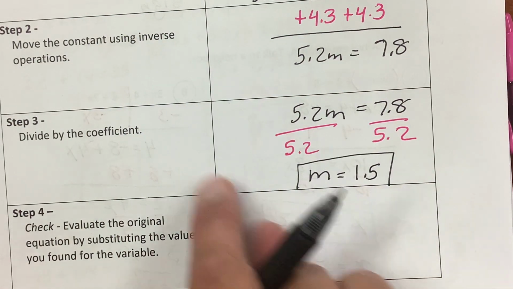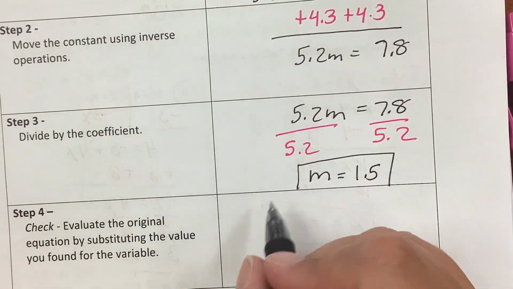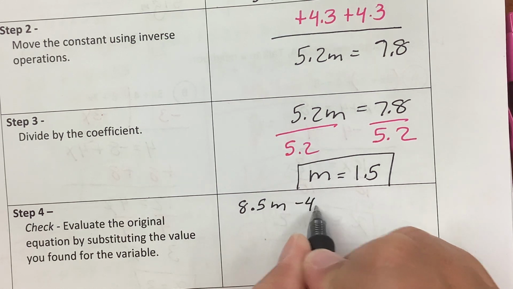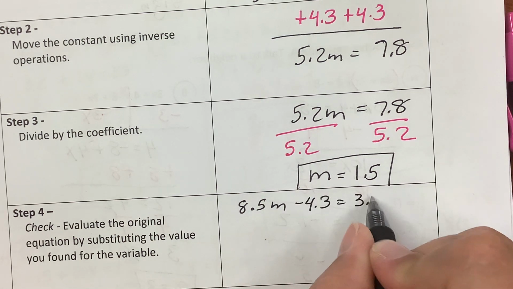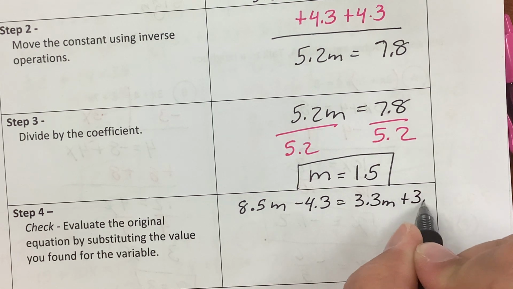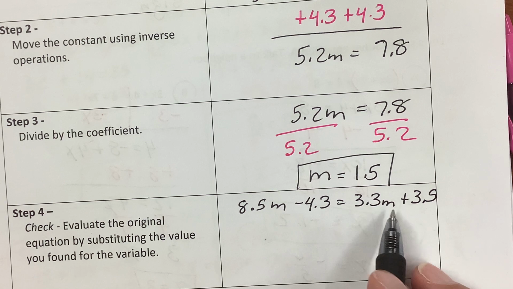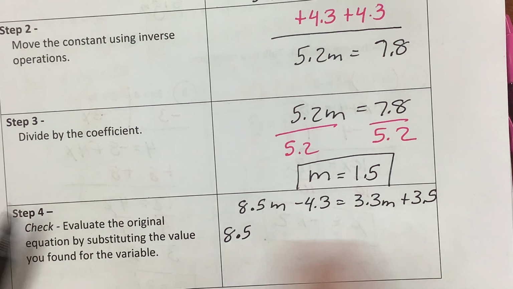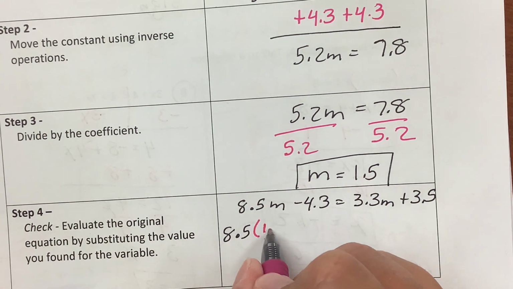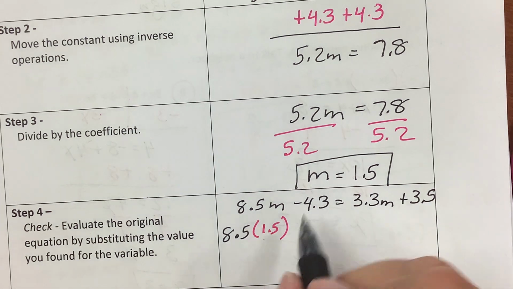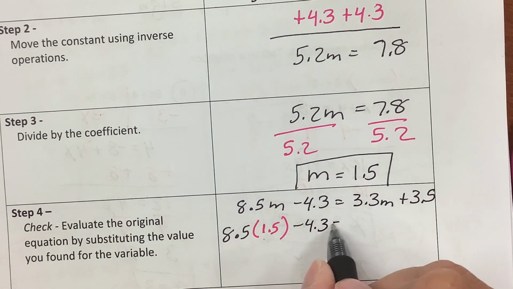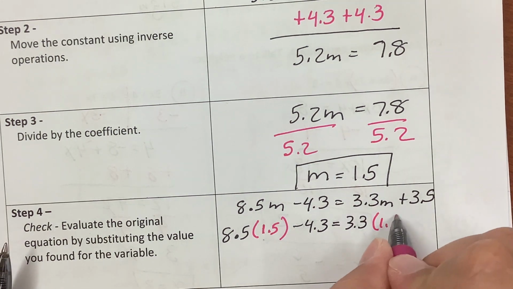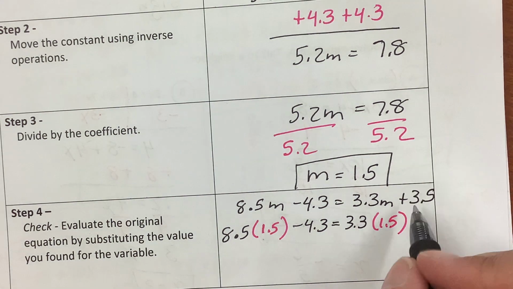Now I have to check it. Rewrite the original equation from up here. 8 5/10 m minus 4 3/10 equals 3 3/10 m plus 3 5/10. And then all the m's, both of them, become 1 5/10. So 8 5/10 times 1 5/10 minus 4 3/10 equals 3 3/10 times 1 5/10 plus 3 5/10.